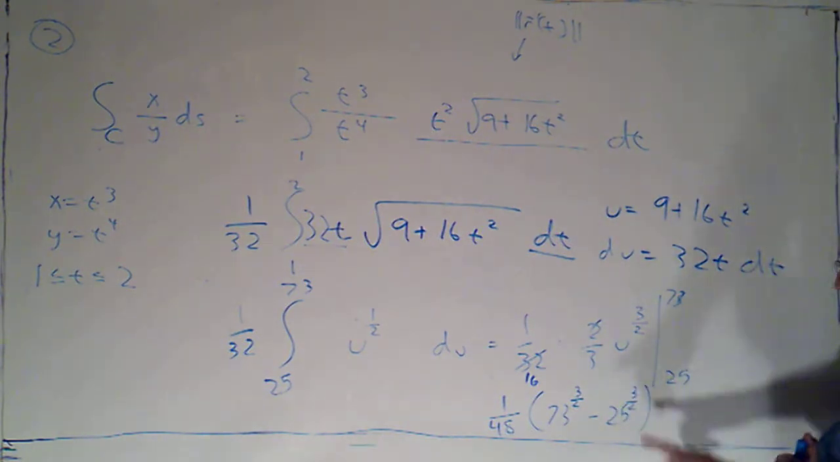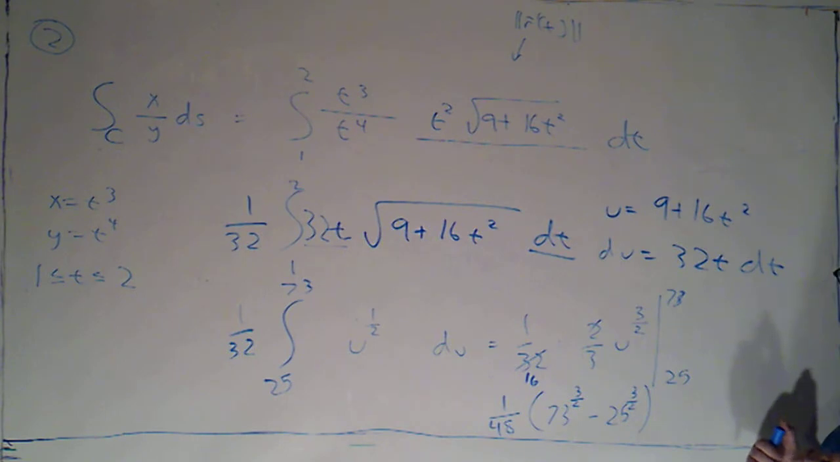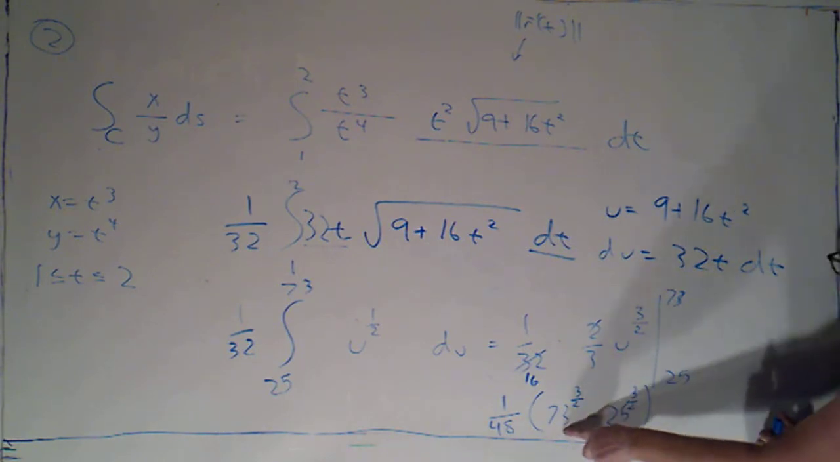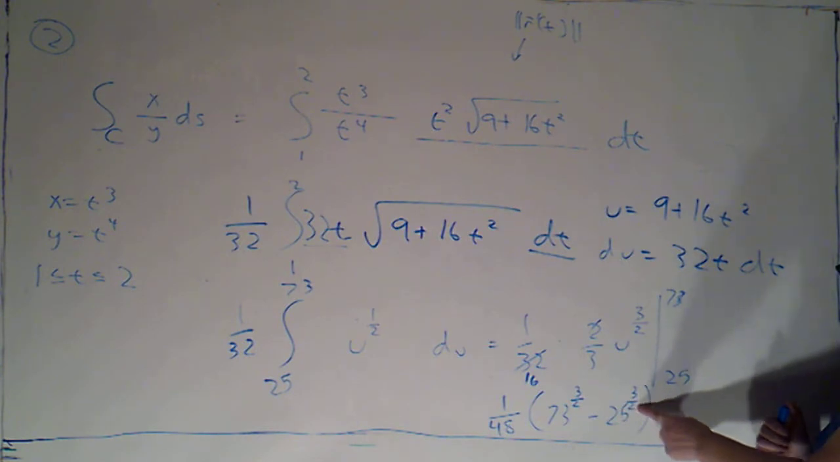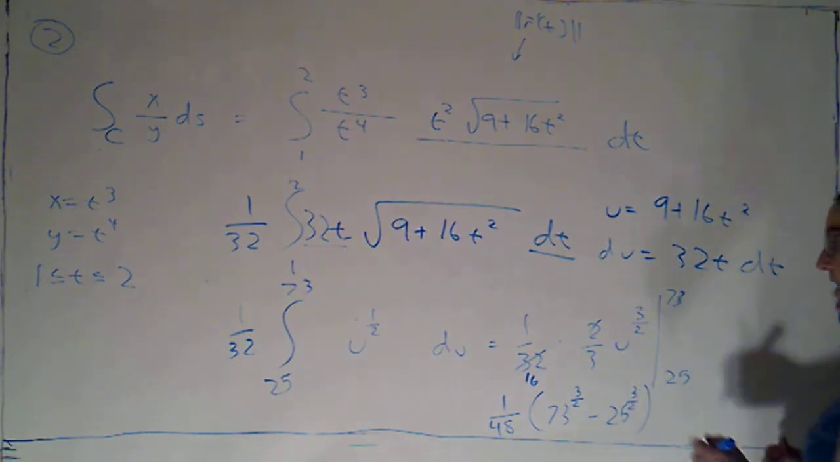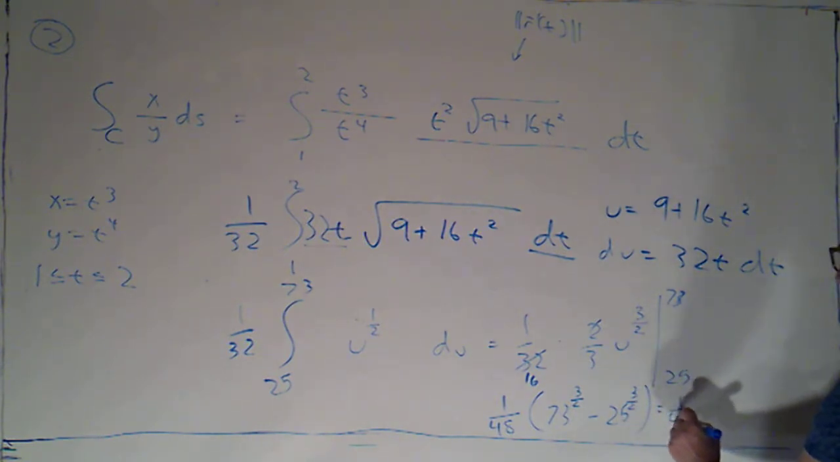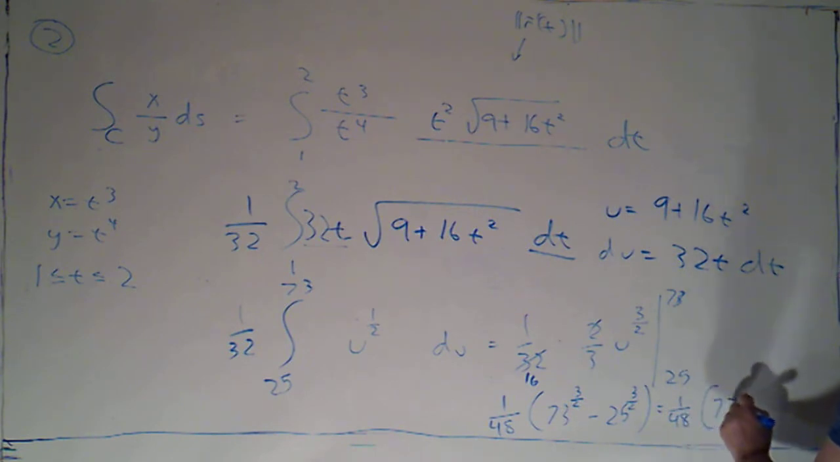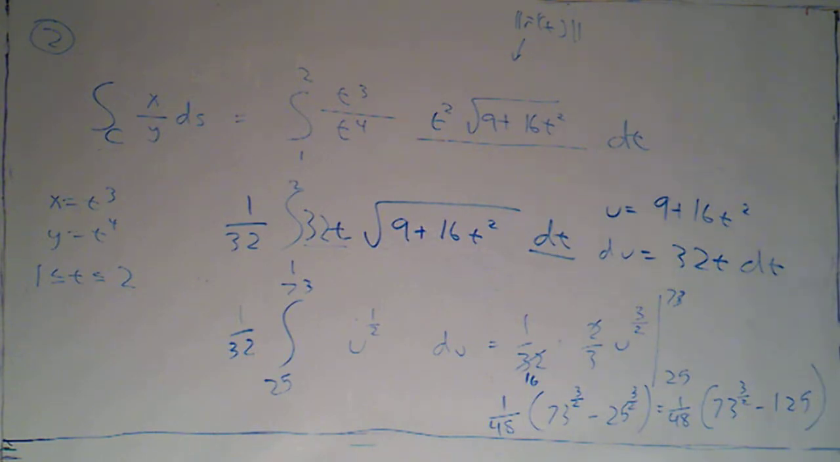And remember my rule for fractional exponents. If the root part is nice, you got to simplify. If the root part is messy, you can leave it. So here, the root part would have me taking the square root of 73. That's messy. I'm leaving it. Here, the root part has me taking the square root of 25. That would be 5. And then I cube it. That gives me 125. So I'm going to say this is 1/48 times 73 to the 3/2 minus 125. And that would be simplified as far as you need to go.